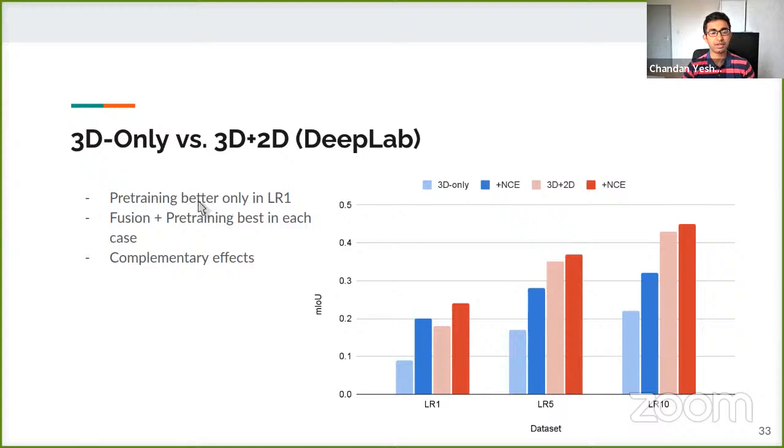Here we see that if we do only pre-training, this is better only in the LR1 case. But if we do fusion and pre-training, this is the best result that we get in all cases. So this tells us that doing pre-training and fusing the 2D features with 3D have complementary effects. Doing either one of them is going to improve over the baseline, but doing both of them is always going to be the best.